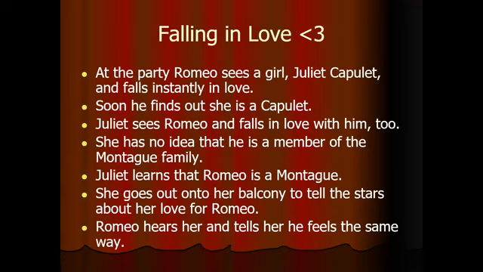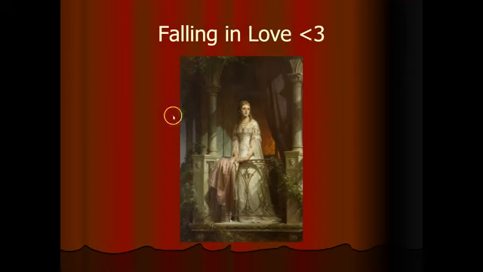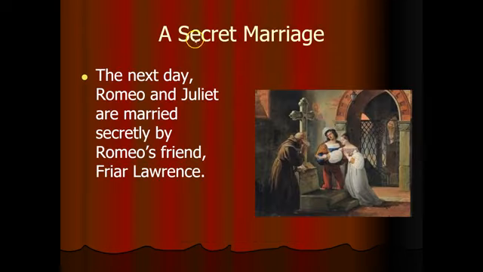Juliet learns that Romeo is a Montague. She goes out onto her balcony to tell the stars about her love for Romeo. Romeo hears her and tells her he feels the same way. So this is a picture of Juliet on her balcony, and she's telling the stars that she has feelings for Romeo.